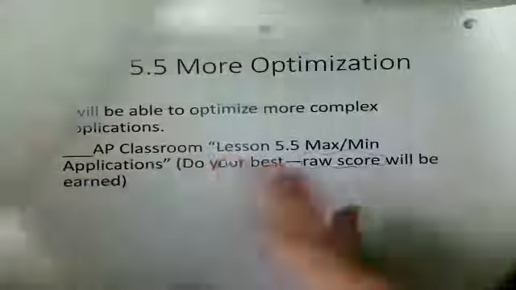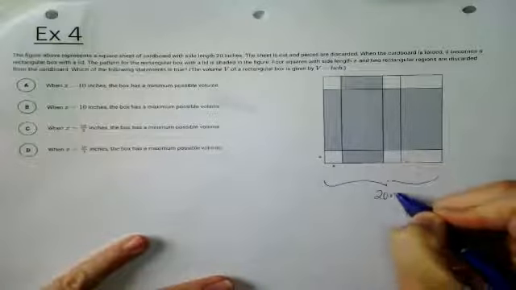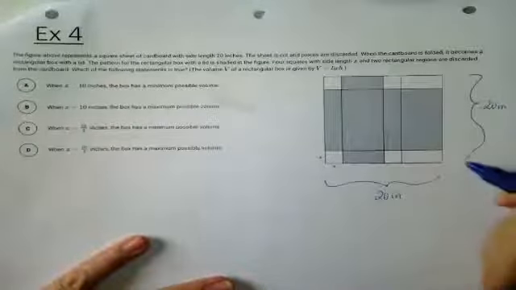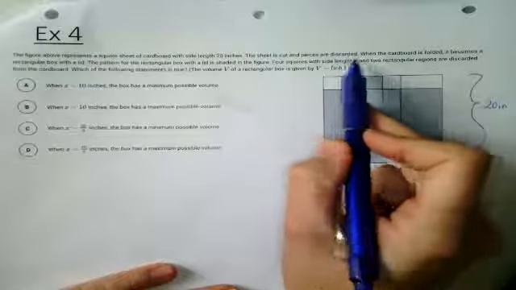All right, this is lesson 5.5, more optimization, part 2. Example 4, the figure below represents a square sheet of cardboard with side length 20 inches. So the outer shape here is a square, and it is 20 inches by 20 inches before we cut out parts of it. The sheet is cut and pieces are discarded.